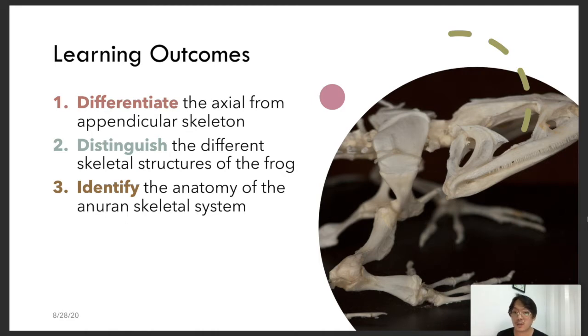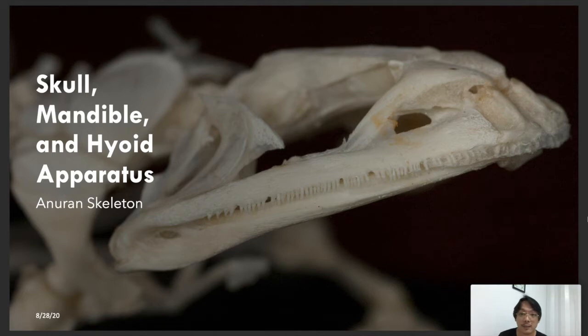We will also distinguish different skeletal structures of the frog. So for the skeletal structures of the frog, we have a diagram and figures that will be shown later, to identify the anatomy of the skeletal system. So let's first talk about the skull, the mandible, and the hyoid apparatus. So what are these for?